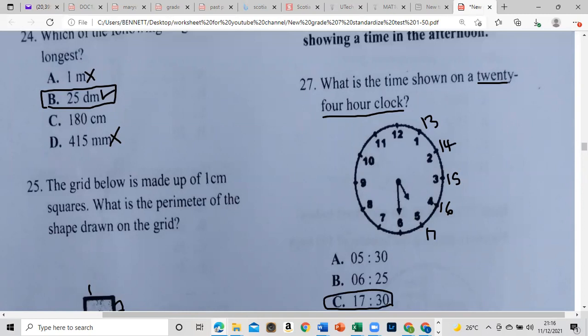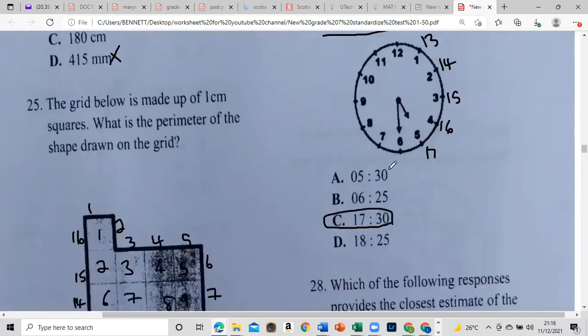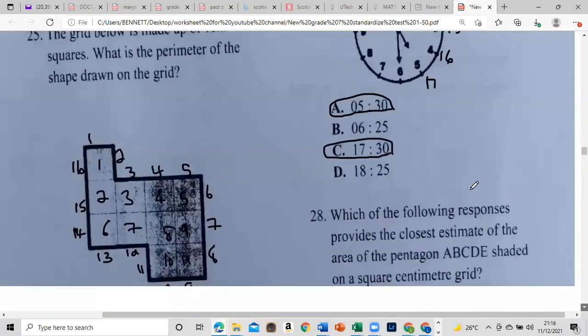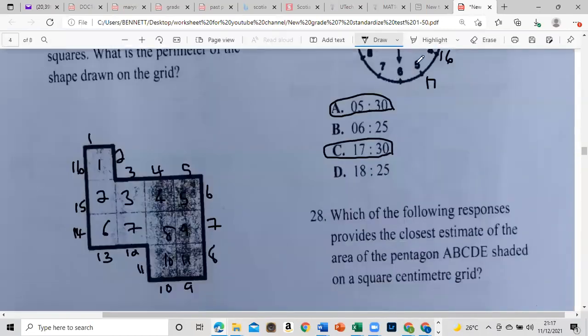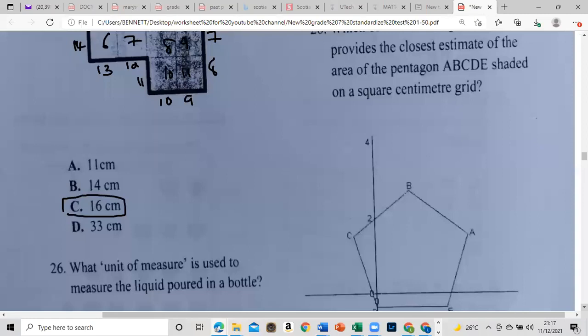Alright, so let's move on to 28. Notice it could not be 5:30, guys, because this is a regular clock, right? It says 24 hour. Alright, and if you misinterpret and put the hour on 6, you will get 6:25. So they left a lot of room for misconception and a lot of room for errors.